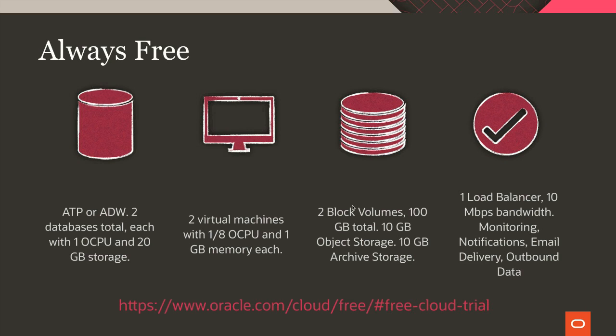So what we offer on the always free tier is 2 total databases. So you can have 2 separate instances of ATP or ADW. Each of those instances will have 1 CPU and 20 gigs of storage. So it's not like we're giving you just 100 megs of storage so you could barely store anything in your database. This is 20 gigs. This is pretty significant. And if you were to outgrow that, you're probably at a point where you understand there's going to be some costs involved if you're outgrowing 20 gigs of storage.